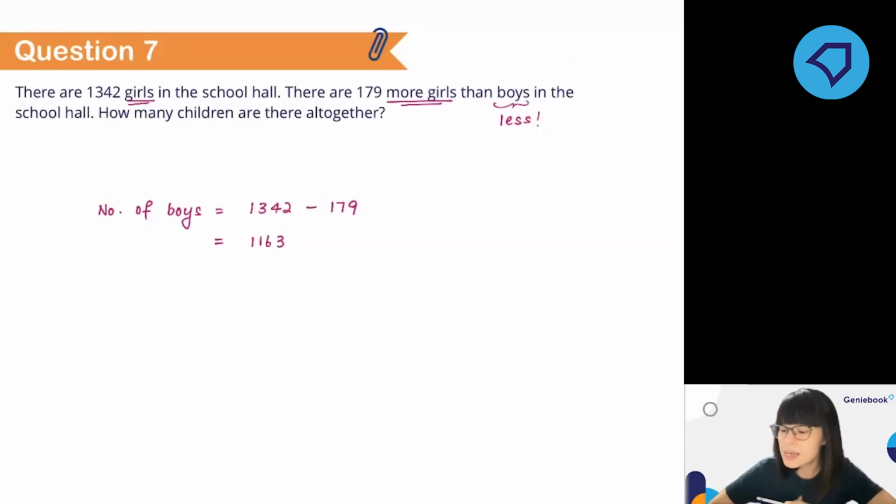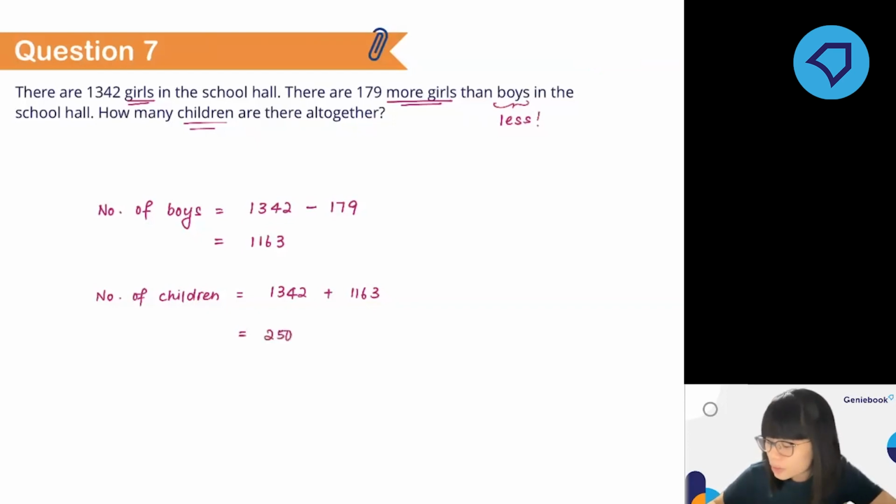Excellent job. Okay, so that's not the final answer, correct? Because the question is asking you to find the number of children. So in order for you to find the number of children, you need to take the number of girls plus the number of boys. So girls is 1,342. Boys is 1,163. So if you add them together, you will get 2,505. Ta-da! Everybody can follow? Okay, so just because you see "more" does not necessarily mean you need to do addition.